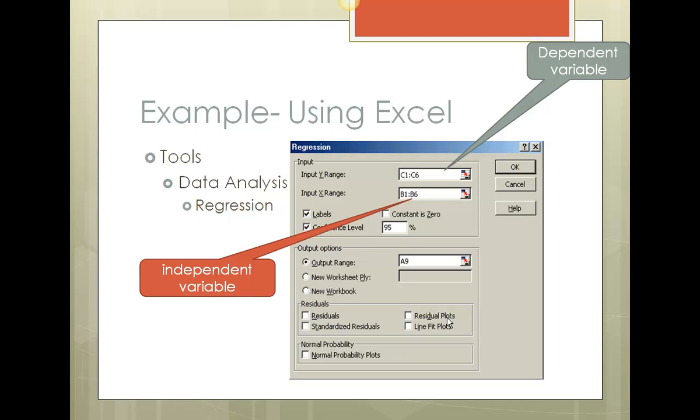Make sure that you check off labels if you have labels in your first rows, and you probably should. Confidence level is 95%. We have this because we're going to be doing hypothesis testing using this data. Make sure not to check constant is 0. What that would do if you had that checked was automatically make your beta 0, 0. You do not want to do that. So make sure you do not check constant is 0. Put your output wherever you want and click OK.